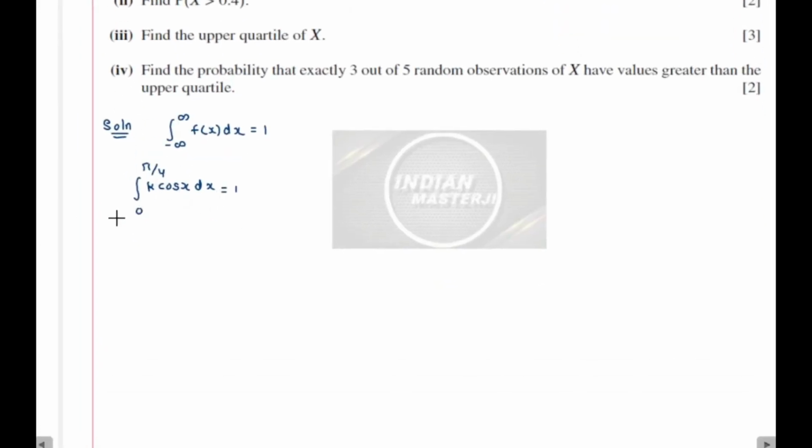Now, from minus infinity to 0, f of x is 0. So that's the reason we are not including that. And from pi by 4 to infinity, f of x is 0. So we are not including that. So we are going to integrate only k cos x dx from 0 to pi by 4. So k being constant, I take outside the integration sign. So I will have to integrate cos x dx with respect to x. Correct? And this total value on the left hand side has to be equal to 1 on the right hand side. Correct?